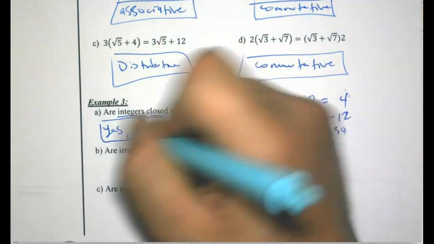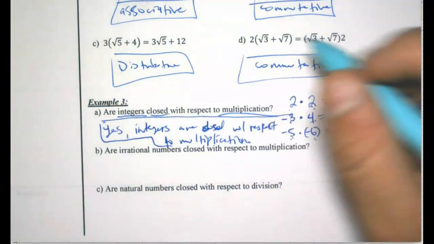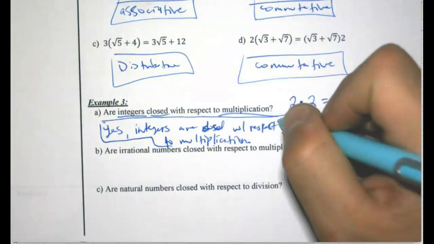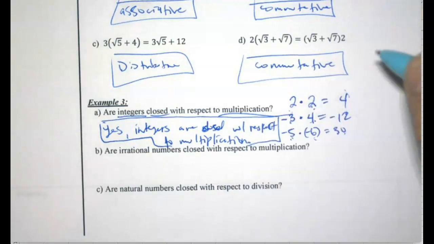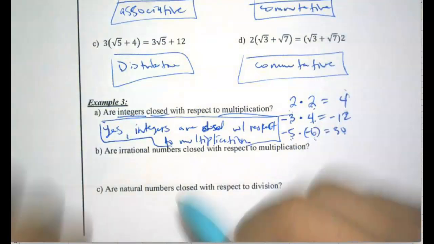So when you say they're closed, basically what you're saying is, you'll never get an answer that is not an integer when you multiply 2 integers. So hopefully that makes sense, but we'll keep trying.